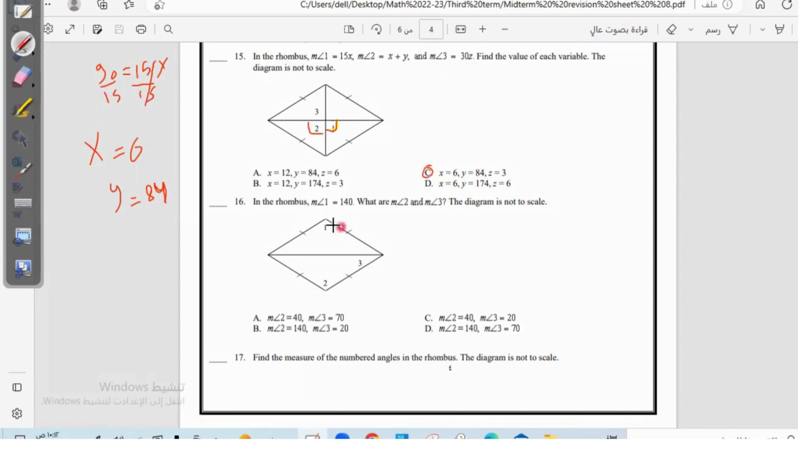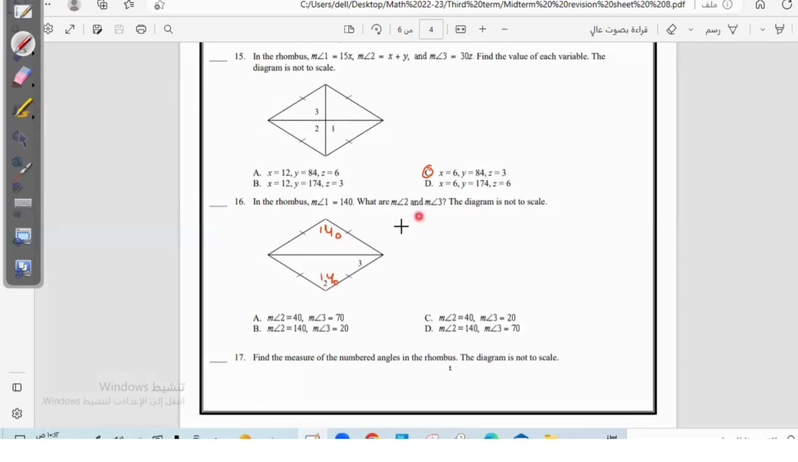Yes, correct. Now, number 16. Yes, Steve? In the rhombus, measure of angle 1 equals 140. What are the measures of angle 2 and angle 3? Angle 1 equals 140, so measure of angle 2 equals 40 also.